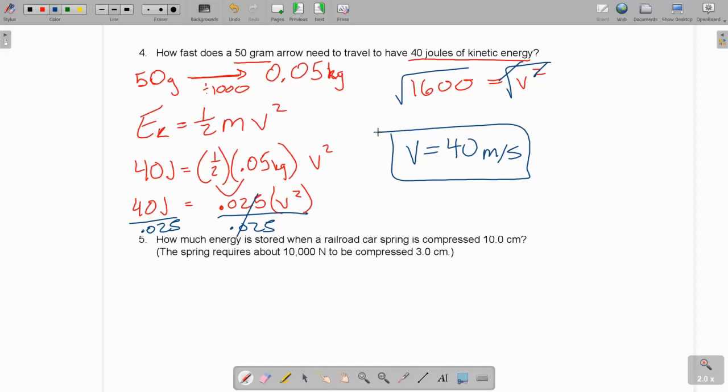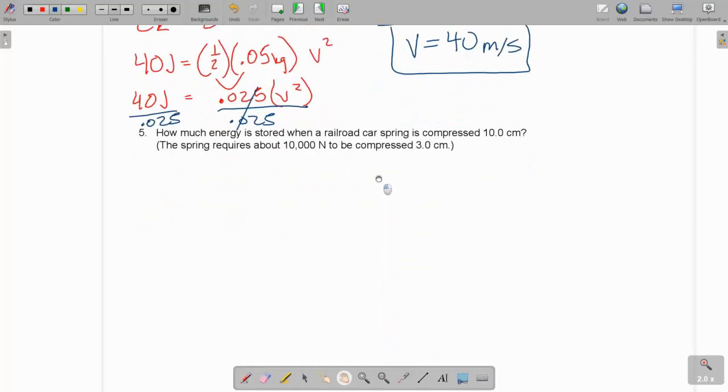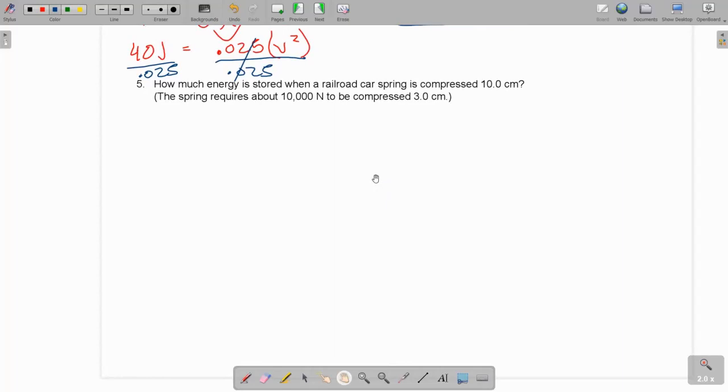All right, now the last one here for this segment of the video. How much energy is stored when a railroad car spring is compressed 10 centimeters? And then it says the spring requires about 10,000 newtons to be compressed 3 centimeters. Okay, and it's again asking for how much energy. Okay, so this one is just a little bit tricky.